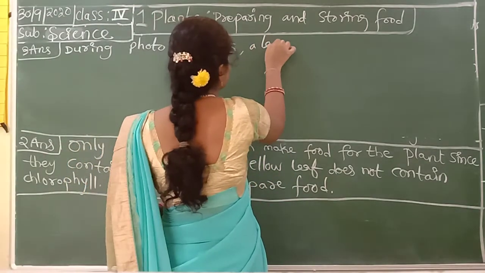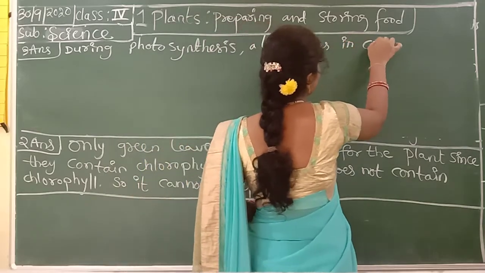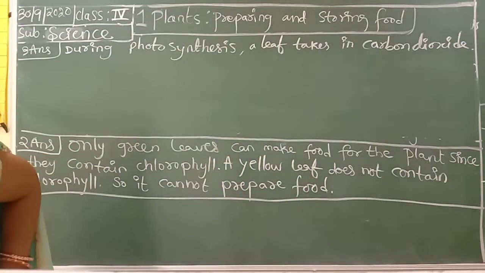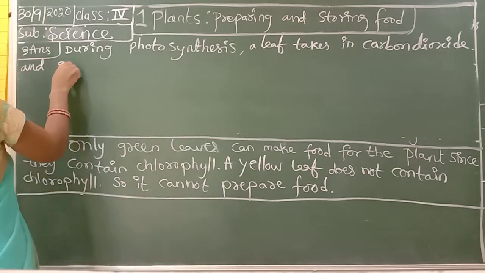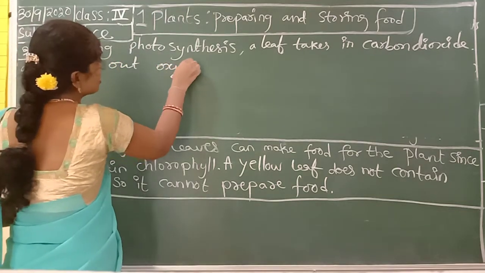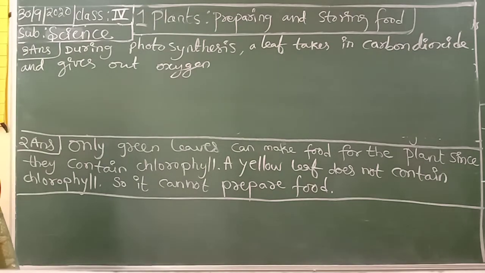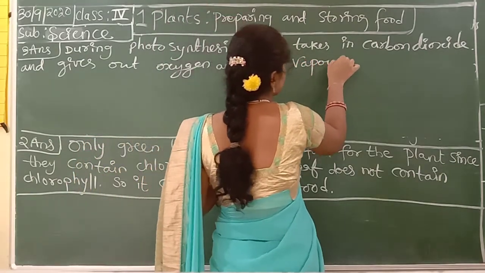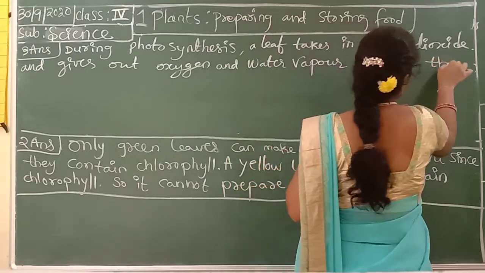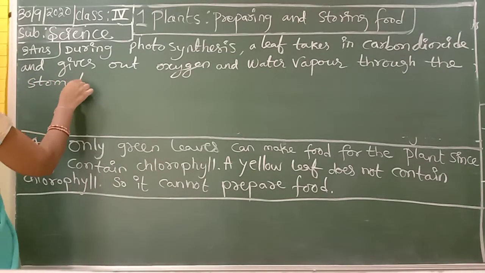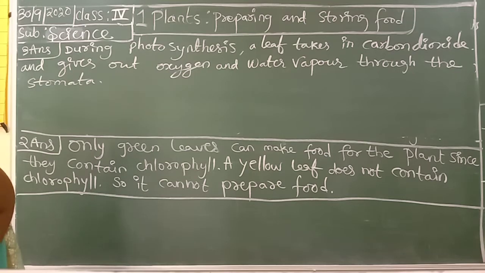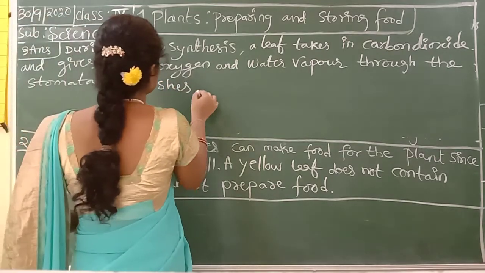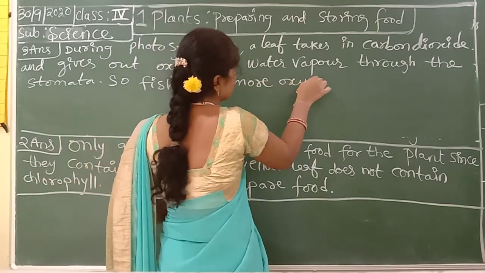During photosynthesis, a leaf takes in carbon dioxide and gives out oxygen and water vapor through the stomata. So fishes get more oxygen to breathe.